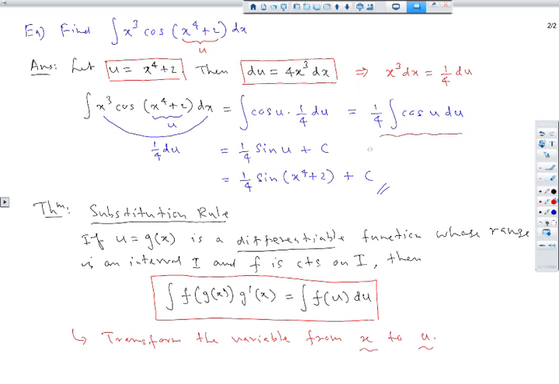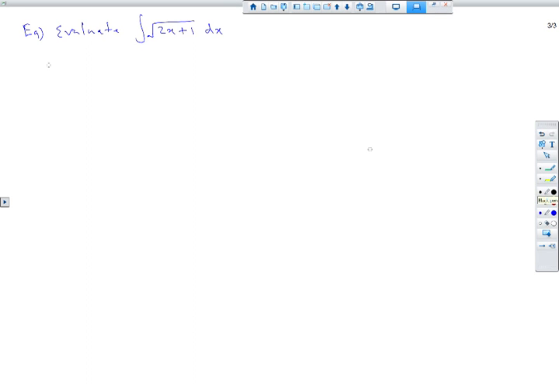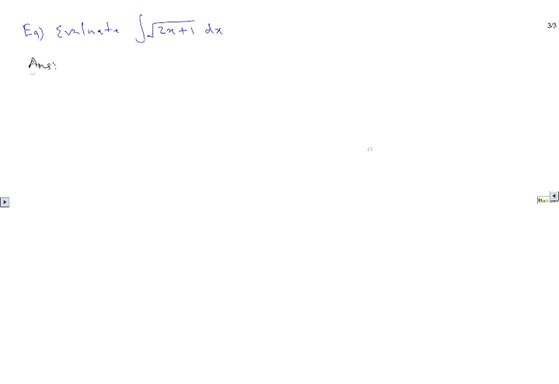How about this one? Another example. Let's say evaluate the integral of the square root of 2x plus 1 dx. So you already know what to do. Let u equal the inside function 2x plus 1, and then take the derivative. Then du equals what? If you take the derivative, you get 2, so it's 2 dx.